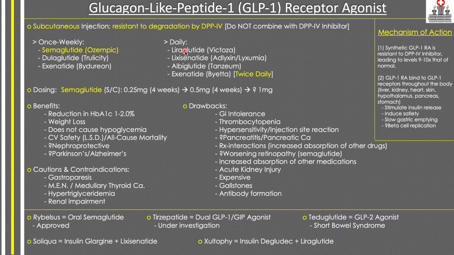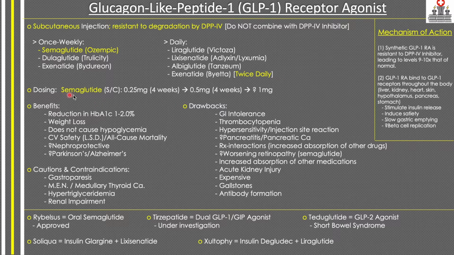Here we can see in the daily injections, there's liraglutide, known as Victoza, there's lixisenatide, also known as Lyxumia, there's albiglutide, known as Tanzeum, and there's also exenatide Byetta. This one is a twice-daily medication, and it's really going to impair the compliance if patients require this medication to be injected twice daily.